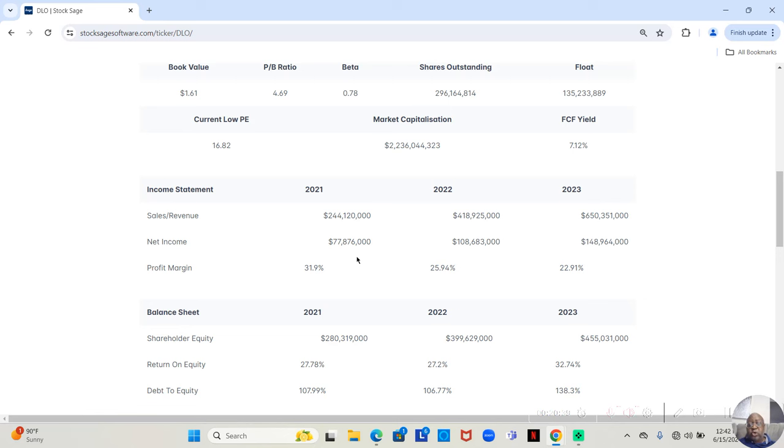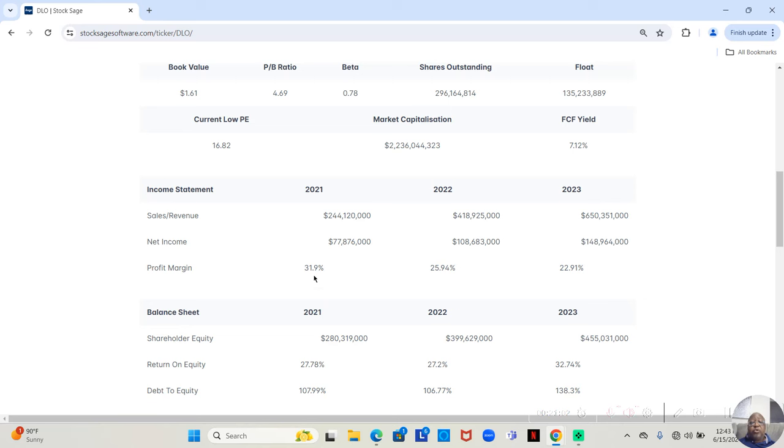And how much net income it had left over after paying off all expenses: $77,876,000 in 2021, $108,683,000 in 2022, and $148,964,000 in 2023. And what percentage was that for those years in terms of profit margin?